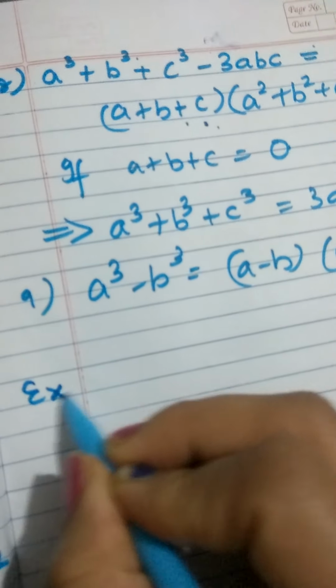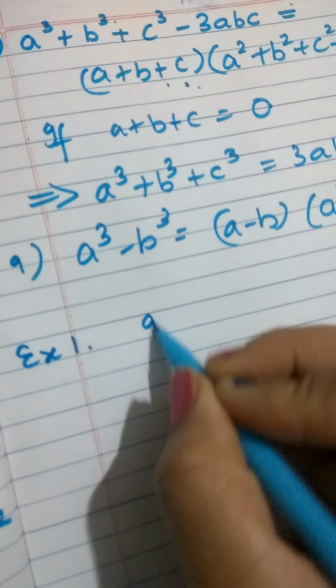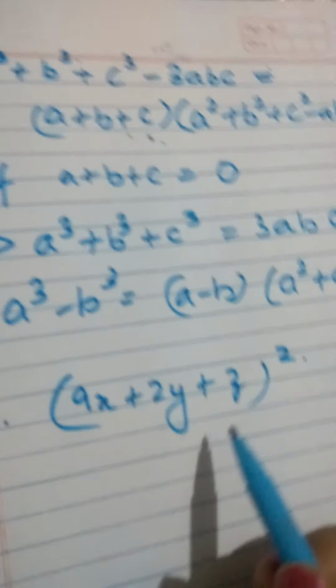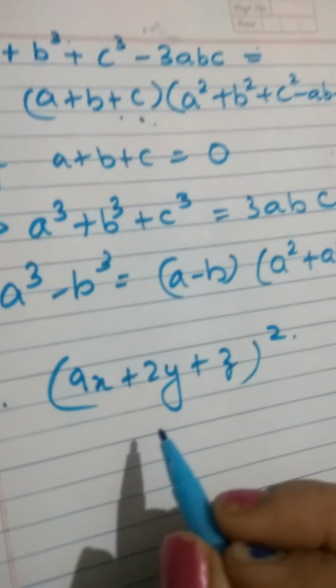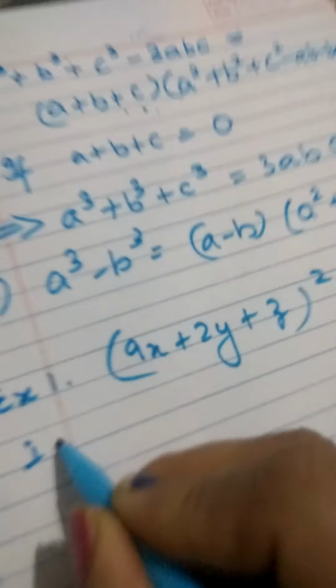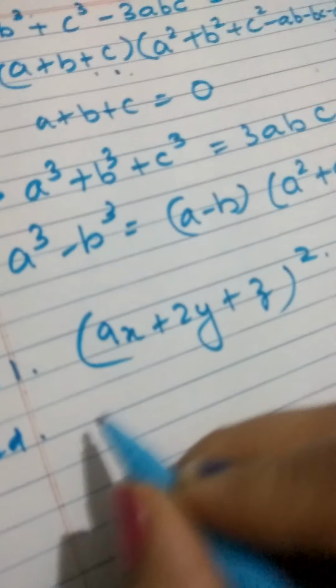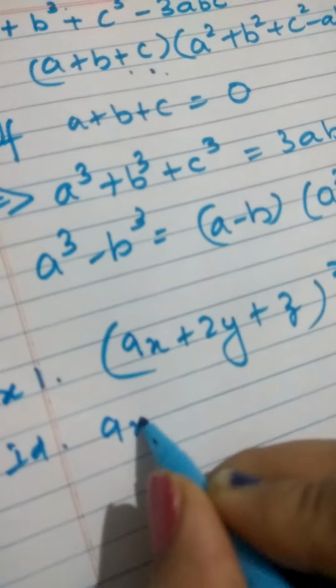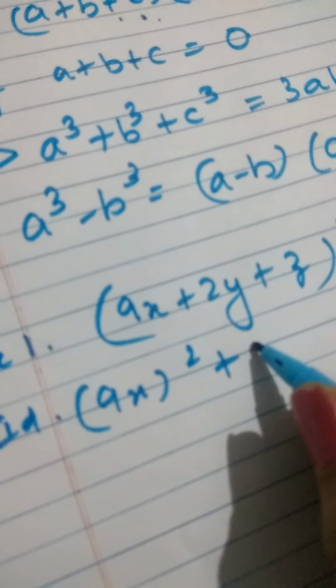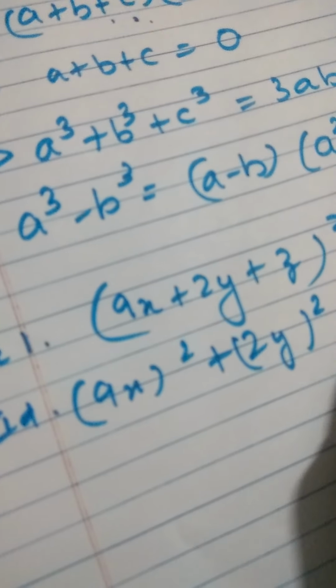So now I will do some questions. Example 1. If we have to expand (9x plus 2y plus z) whole square, then it is resembling (a plus b plus c) whole square. So that is equal to a square plus b square plus c square plus 2ab plus 2bc plus 2ca. That identity you can write first. After that you will expand. A square means (9x) square, so 9 will also be squared and x will also be squared. Then (2y) whole square and then plus z square.